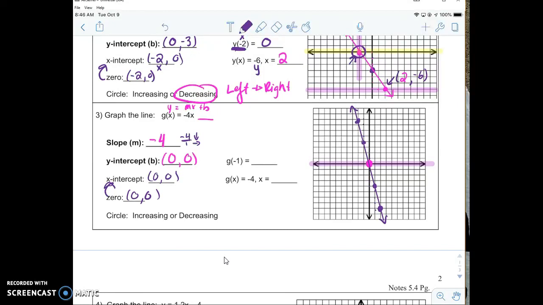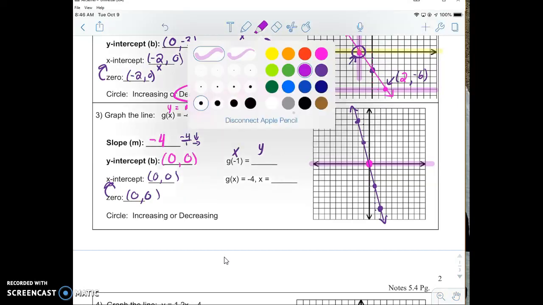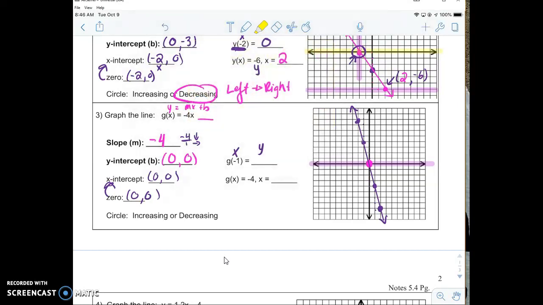G of negative 1, this is telling me x is negative 1. Find y. So I'm looking on my graph where x equals negative 1. And I see that at that point, my y value is 1, 2, 3, 4. So g of negative 1 equals 4.